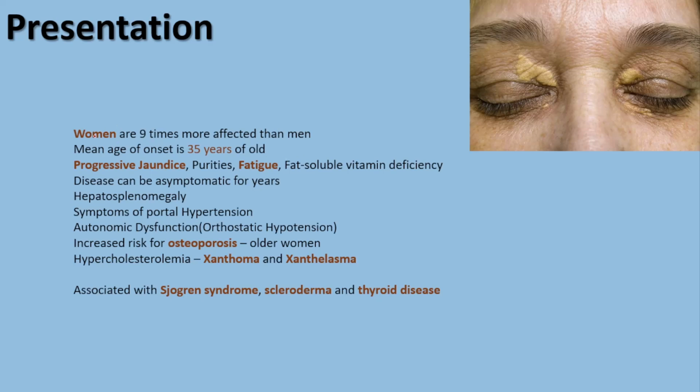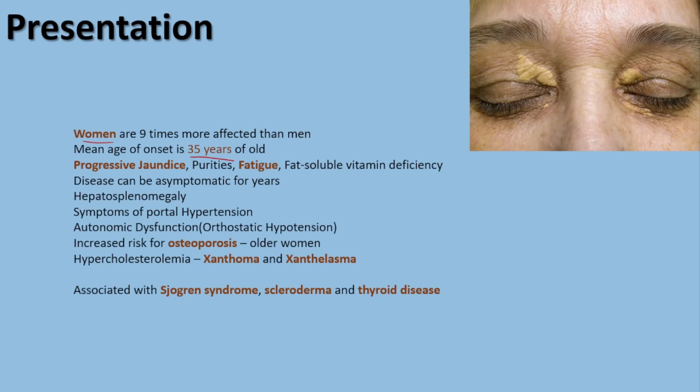Now let's talk about presentations of primary biliary cirrhosis. First of all, note that this disease affects women more than men, because this is an almost autoimmune disease, and the mean age of onset is 35 years old. So this is basically a middle-aged woman who presents to the clinician with signs and symptoms of primary biliary cirrhosis. This is unlike primary sclerosing cholangitis, a very similar disease that affects both the extrahepatic and intrahepatic biliary system, but in which men are affected more than women. This is a very good differentiating point that you can see on the board examination.